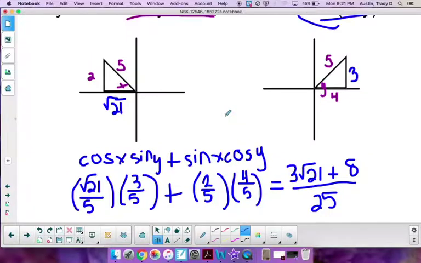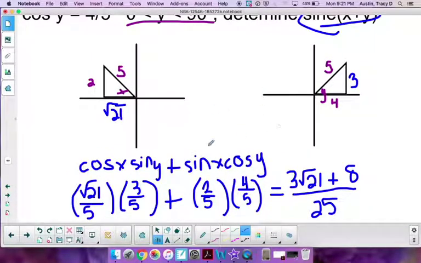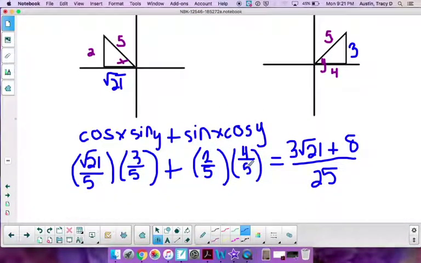Okay, so again, a little bit more work because you have to solve for the triangles. Same formula. All you're doing after that is just plug and chug.